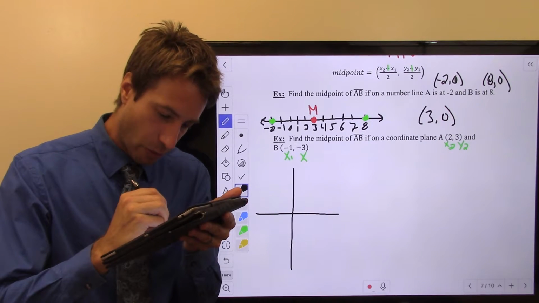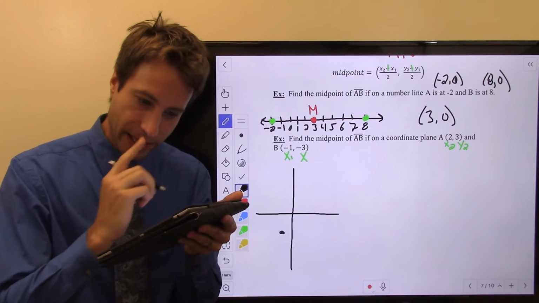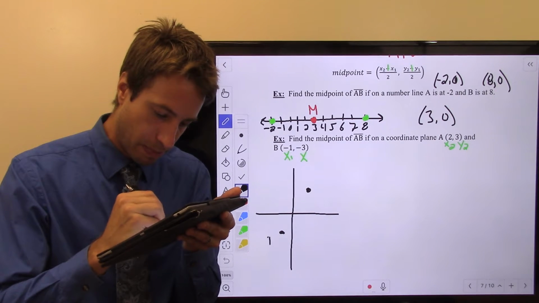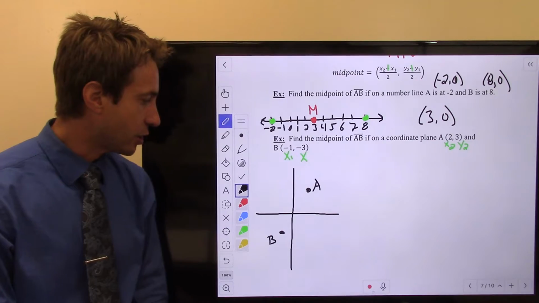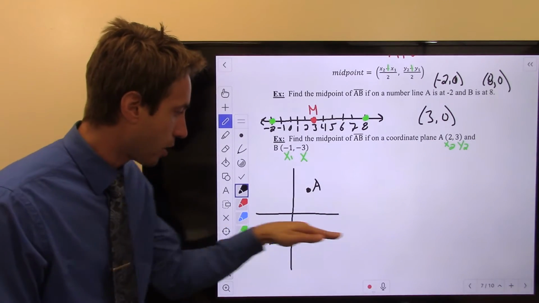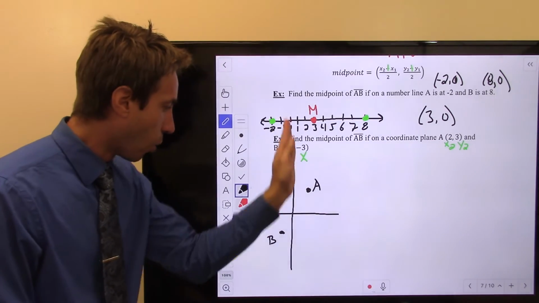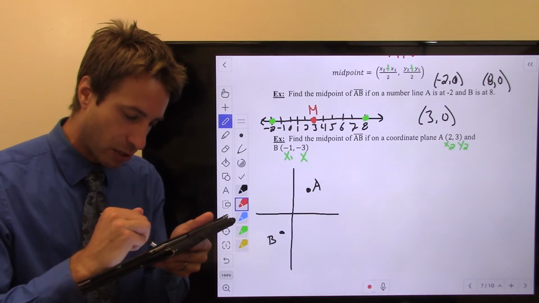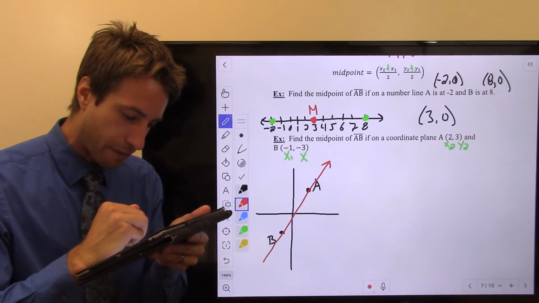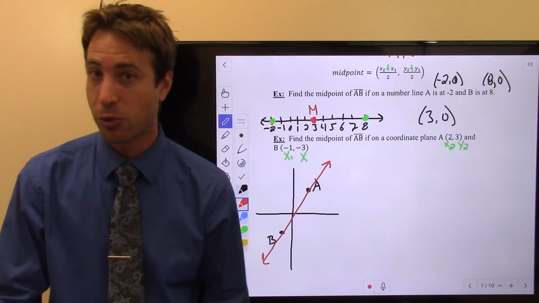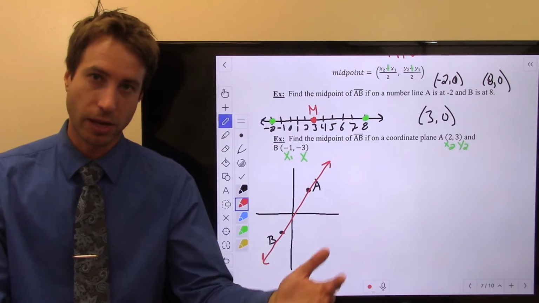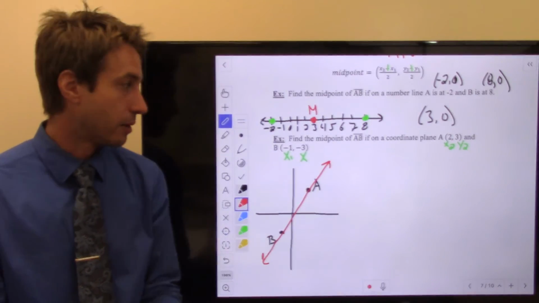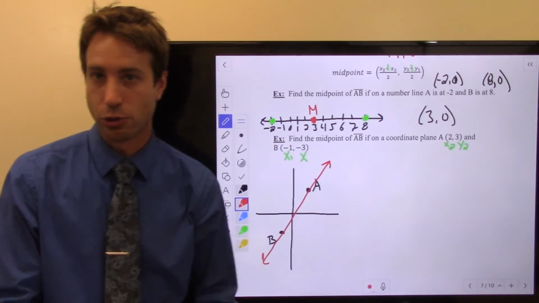(-1, -3), that's down here. (2, 3), that's up here. There's B, there's A. Please notice that these points are not horizontally in line or vertically in line with each other. There's kind of that slanted line that runs between them. Guys, there's no shortcut for this. You cannot count this out to find the midpoint. You can't count it out. So don't do that. Use the midpoint formula. There's really no shortcut to this one.